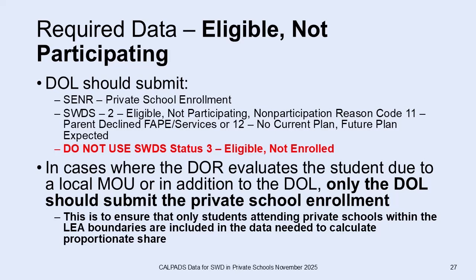Please do not use status 3, eligible, not enrolled. That's another reason you haven't been able to clearly identify these students, is because a lot of you are using a status of eligible, not enrolled. If you use eligible, not participating with a non-participation reason code of either 11 or 12, it's a lot easier to pull those kids out of CALPADS for purposes of the proportionate share calculation.